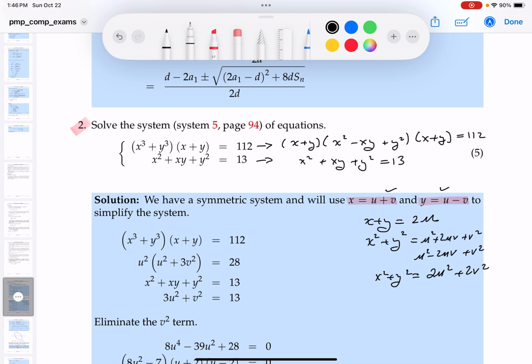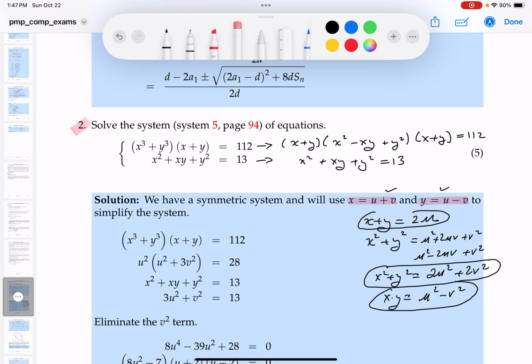All right, so I need that. What else do I need? I need the product xy. What's the product xy? Well, it's pretty easy. It's simply u squared minus v squared. So there's a couple of things I need, and I'll point out what I need. I need this, x squared plus y squared, and I need this to make the substitution. So I want to get my eraser out and erase things I don't need anymore. Give me one second to do that.